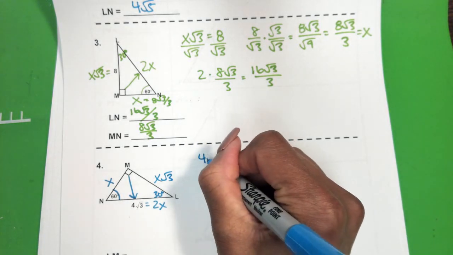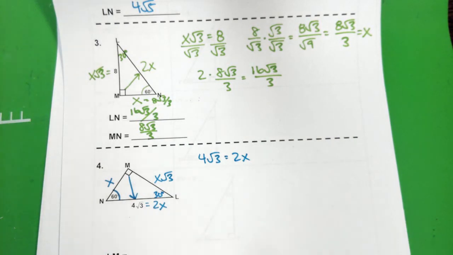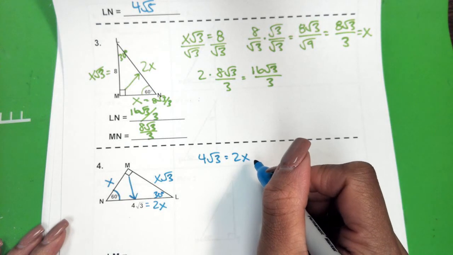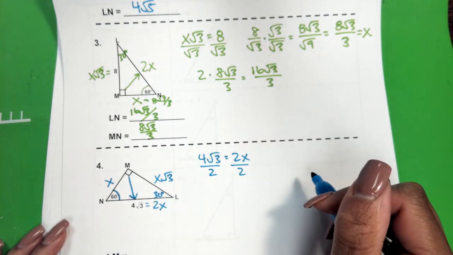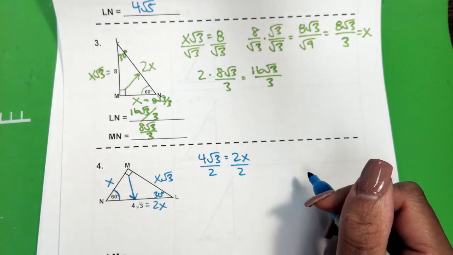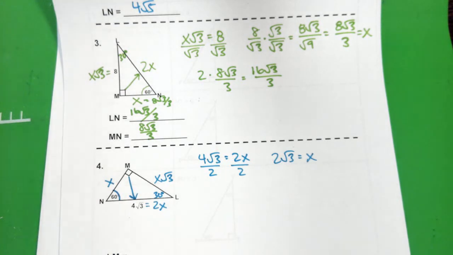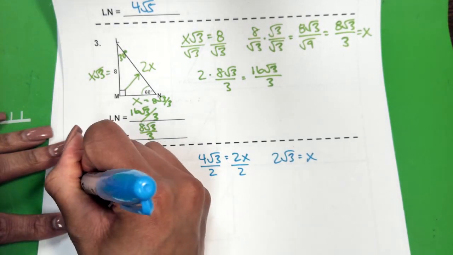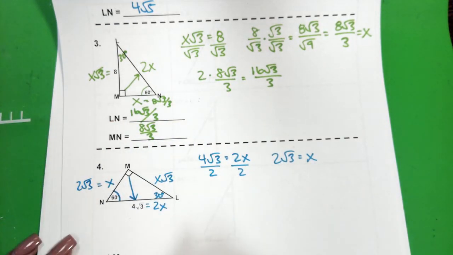And so I need to solve for x in this case. So I have 4 square root of 3 equal to 2x. And I need to solve for x. So I'm going to divide by 2. So 4 divided by 2 gives me 2. So 2 square root of 3 equals x. And so I know that this side is MN, so 2 square root of 3.